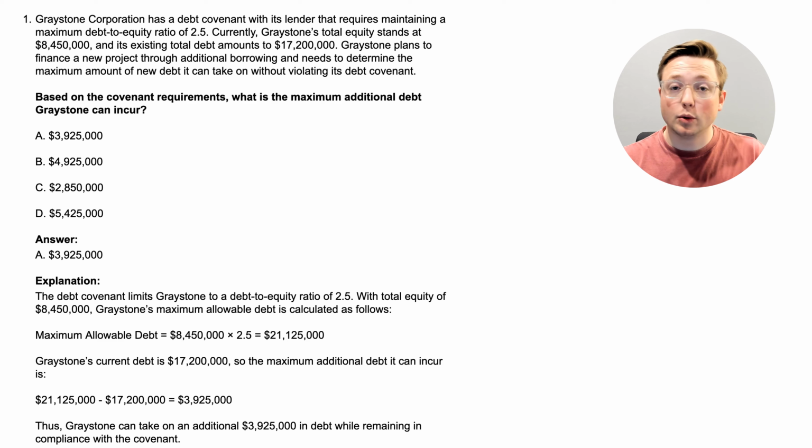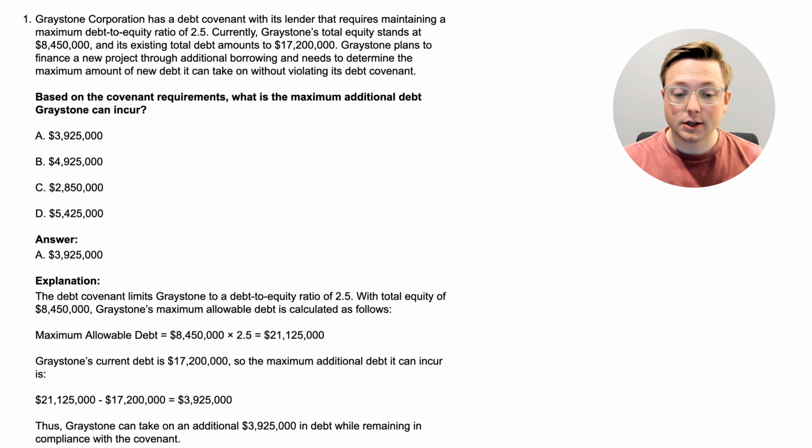And I thought this was a pretty cool way to do this, so I wanted to share it with you. And maybe a lot of you already know you can do this, but maximum allowable debt: $8,450,000, multiply it by the max that they can have, so 2.5. 2.5 times that is $21,125,000. So that is the max amount of debt that they can have compared to their equity, because their equity is $8,450,000, and 2.5 times that is $21,125,000. So we can easily see what their max debt is.